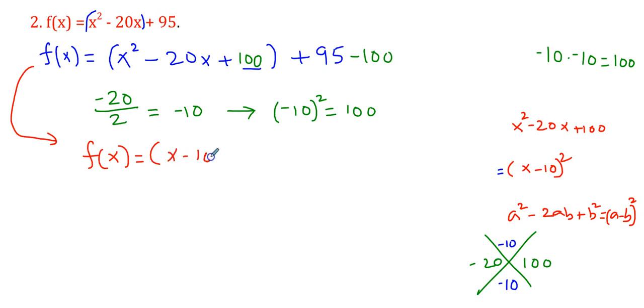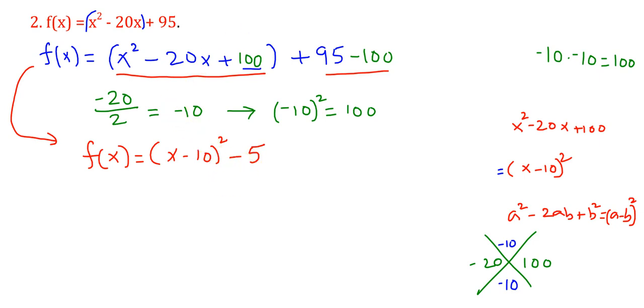X minus 10 whole square. Please remember, this is a perfect square trinomial. To make this a perfect square trinomial, you are only dividing that by half and then squaring. That is the story. Okay. Now, plus 95 minus 100 is there. These two terms you can combine. From 95, take away 100. That gives you minus 5. Right? 100 is bigger, so that sign I'm taking here.